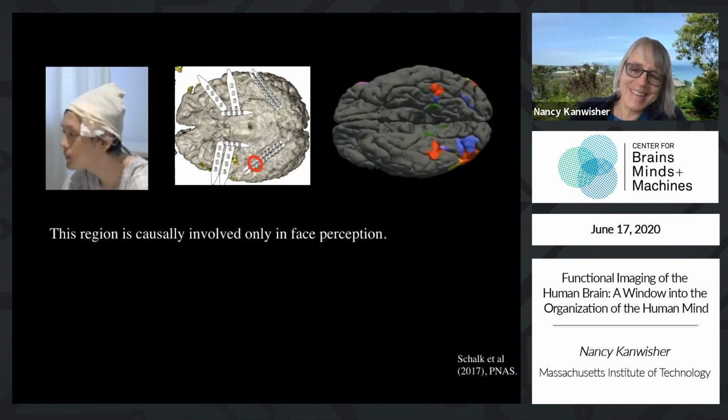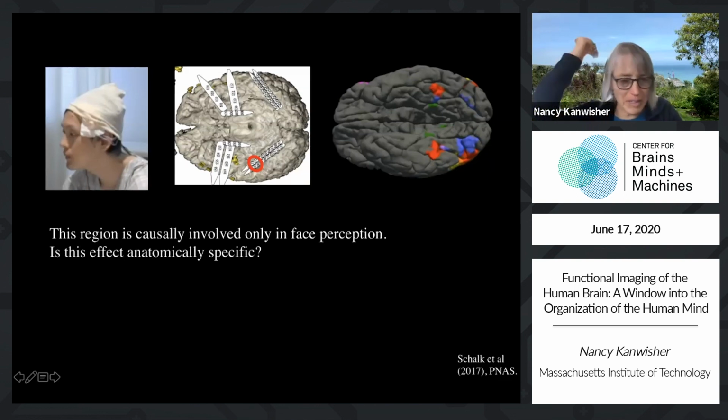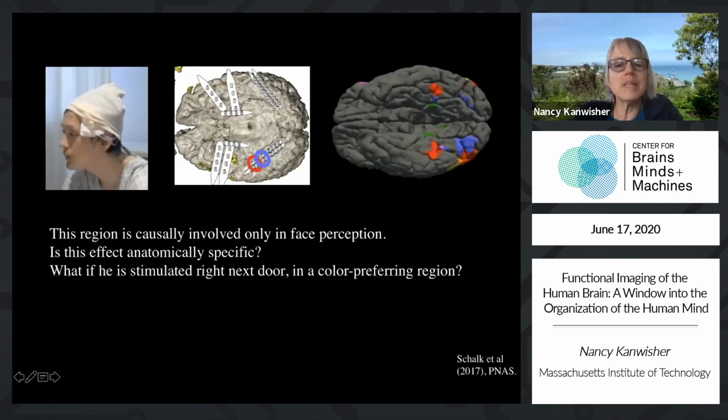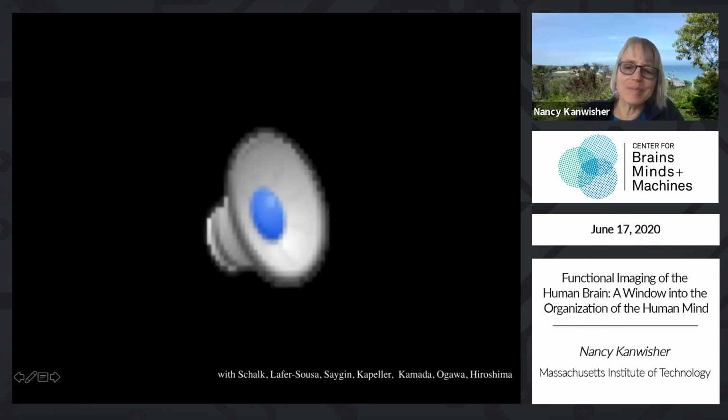So now our next question is, maybe anything you do, maybe you hit your head or something, makes a person see a face. So what if he's stimulated right next door in a region that prefers colors? We showed that both in his brain, and you can see it's also true in mine. So what happens when he's zapped right there? Well, let's see.